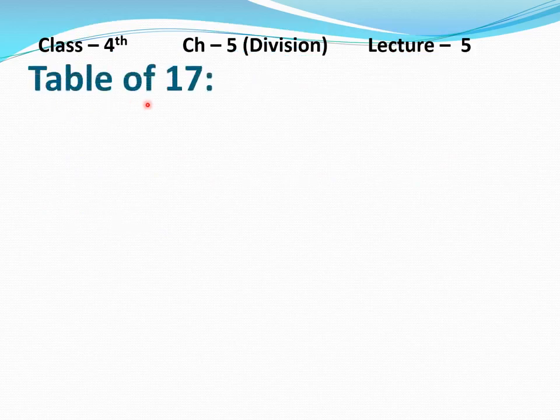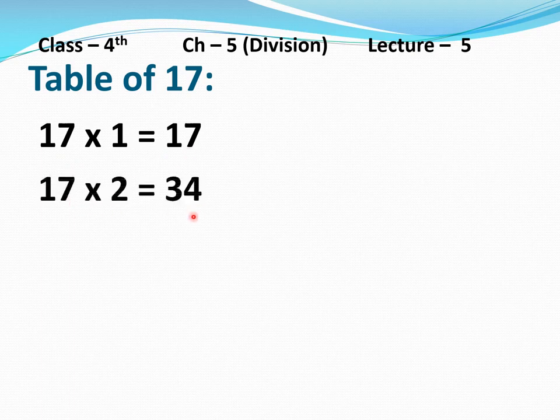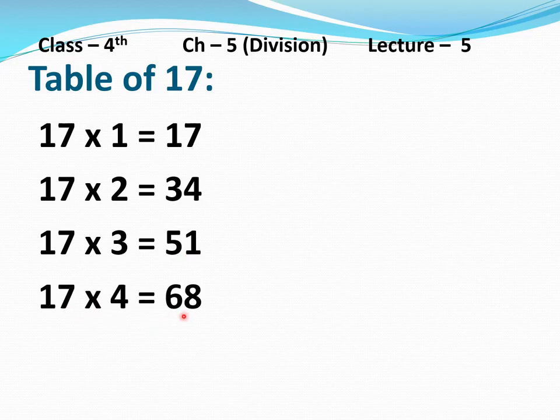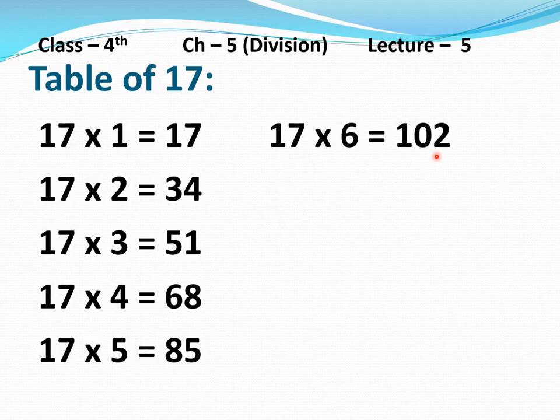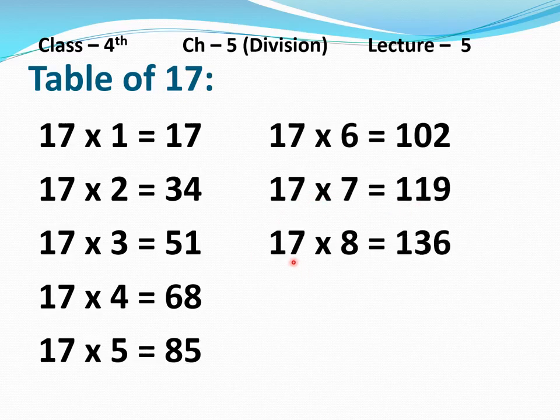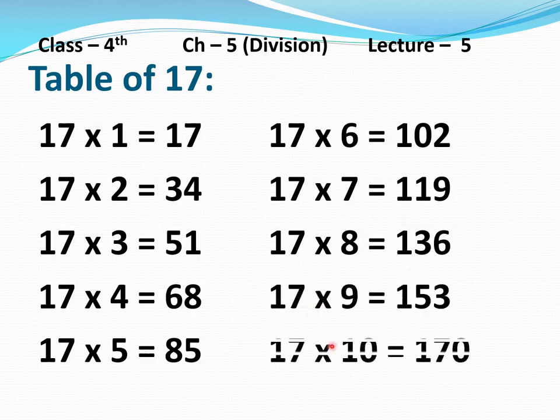Now table of 17. Speak with me. 17 ones are 17, 17 twos are 34, 17 threes are 51, 17 fours are 68, 17 fives are 85, 17 sixes are 102, 17 sevens are 119, 17 eights are 136, 17 nines are 153, and 17 tens are 170. Speak with me one more time.